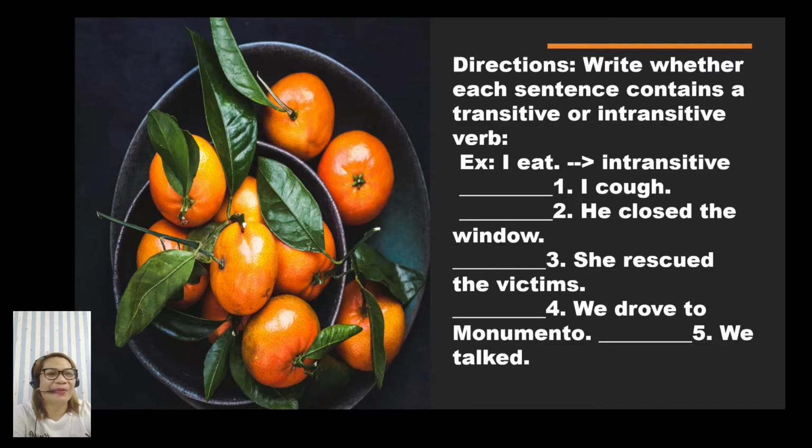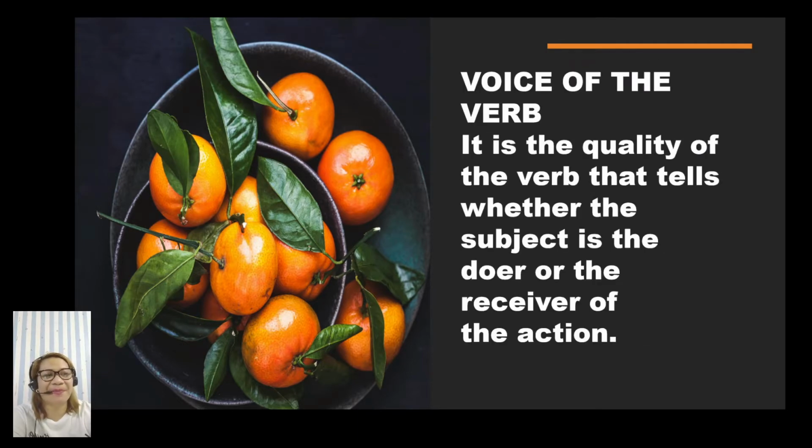Now, in your module, in the next activity that you have, you're going to write whether the given sentence contains a transitive or intransitive verb. So, example, I eat. So that is an intransitive verb. So you will be doing the same thing with the next of the sentences. I cough, he closed the door, he closed the window, she rescued the victims, we drove to Monumento, and we talked.